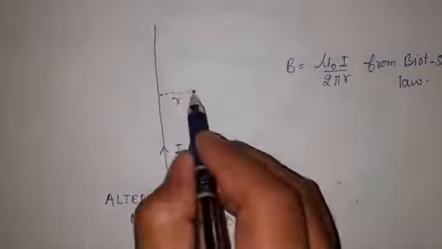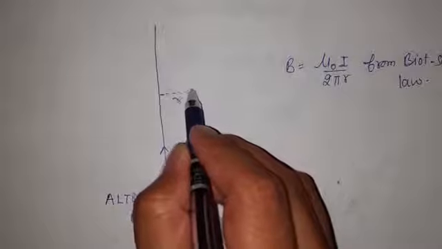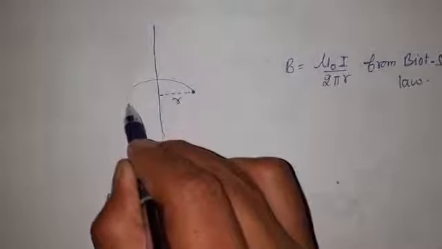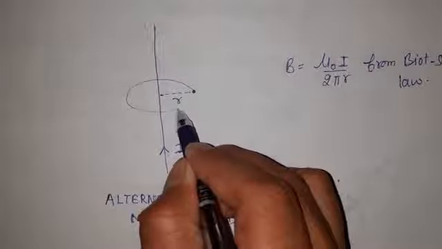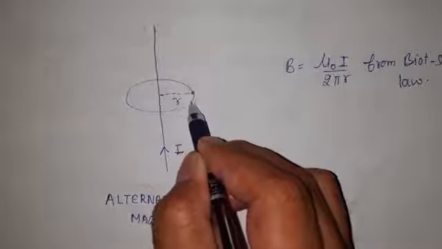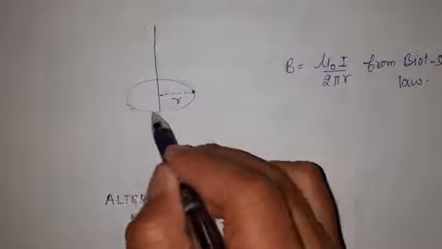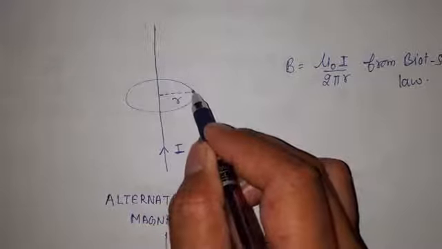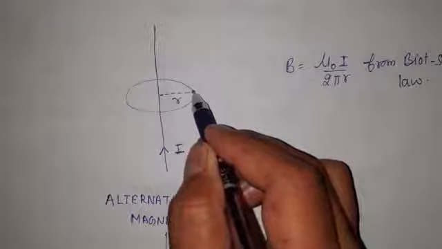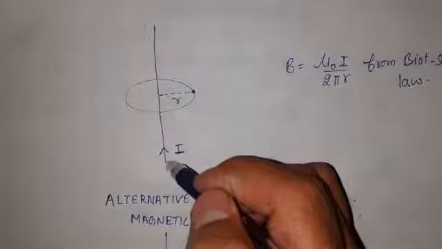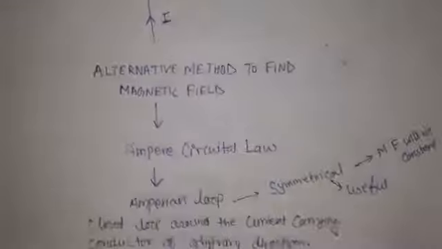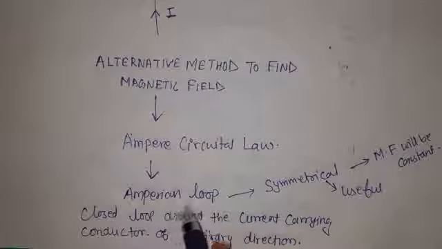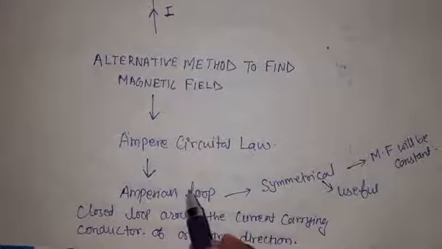Ampere circuit law says that take a closed loop which will pass through that point where we want to find out the magnetic field. Here I have considered r as the radius of the loop, and this loop is passing through that point where I want to find out this magnetic field due to this current carrying conductor. This loop we are going to call an Amperian loop.